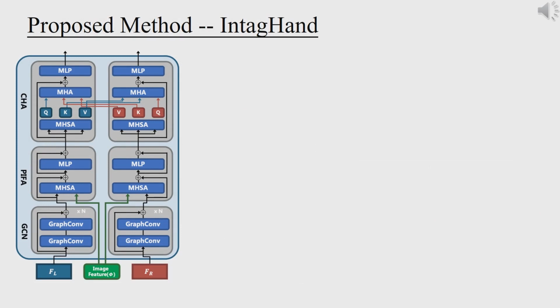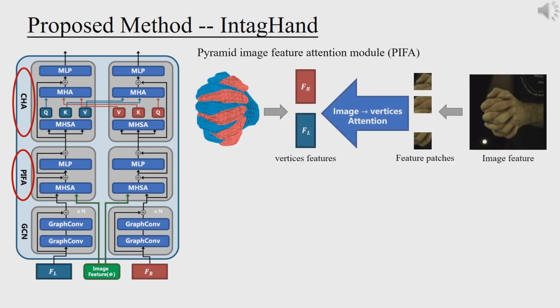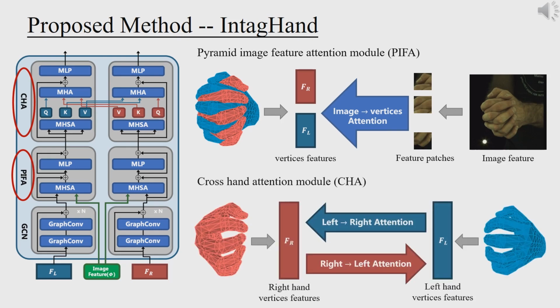The main contribution of our network is adding two attention-based modules to the GCN pipeline, called PIFA and CHA. The Pyramid Image Feature Attention module, or PIFA for short, distills local occlusion information with global image patch attention, producing better alignment between the hand vertices and the image features. The Cross-Hand Attention module, or CHA for short, is a symmetric module to implicitly formulate the correlation between two hands. Please refer to our paper for more technical details.